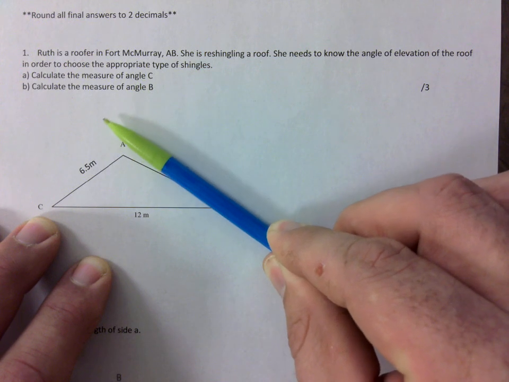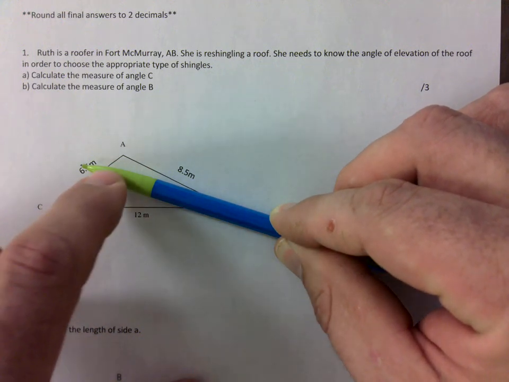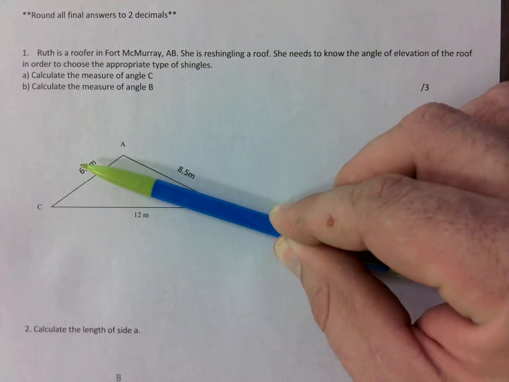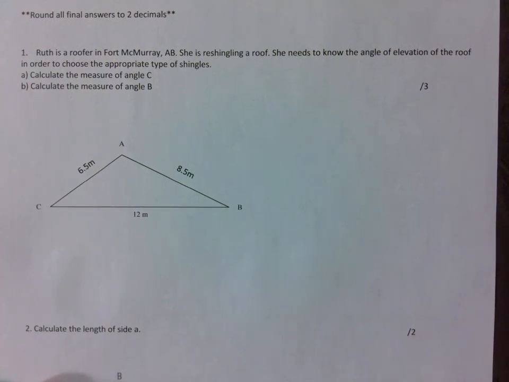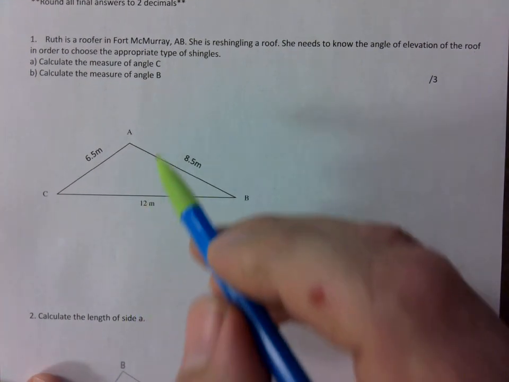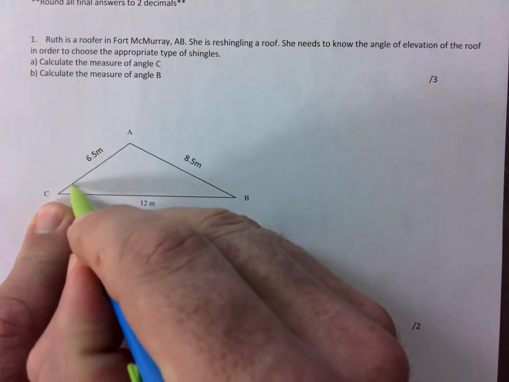If your roof is shallower like this, then the water isn't going to run off as much. So that's the idea behind it. But even if you had no idea what they were talking about, you should still be able to use cosine law to answer the question. So the first is calculate the measure of angle C, this one right here, okay?